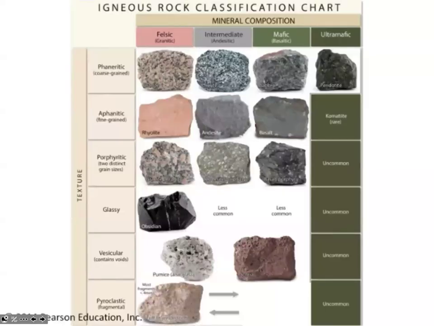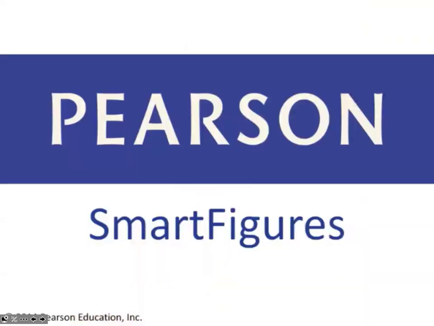And lastly, we have the pyroclastic or fragmental textures. Tuff and volcanic breccia are the rock names here. Tuff is basically made out of very small fragments only, whereas volcanic breccia is made out of small and big fragments.